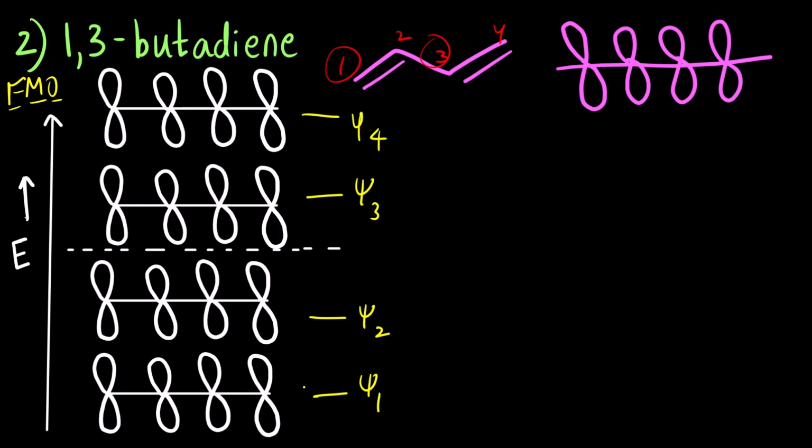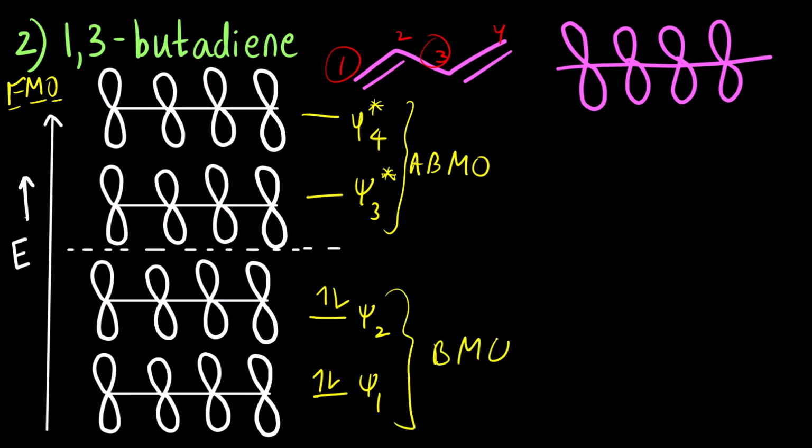Now 4 pi electrons. So 1, 2. Now psi 1 is filled. You fill psi 2 as well. Then this will be psi 3 star and psi 4 star. These are the anti-bonding molecular orbitals. Psi 1 and psi 2 are bonding molecular orbitals.